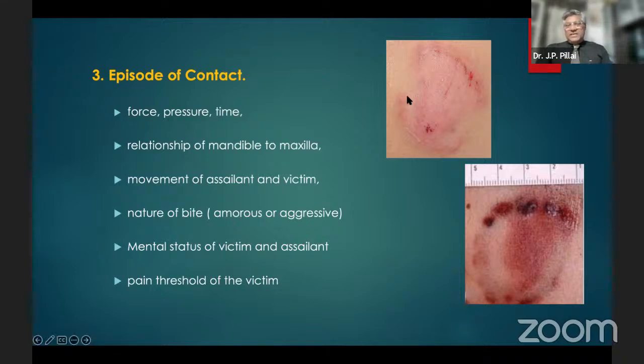For example, you can see here in this image, it's a light indentation, not that clear, but sometimes the clothing on the skin may also contribute some amount of evidence. Sometimes only the upper teeth will be present and the lower teeth will not be there, so the clothing will be more towards the lower teeth, so that also needs to be considered.